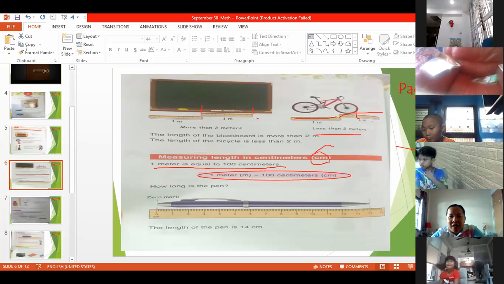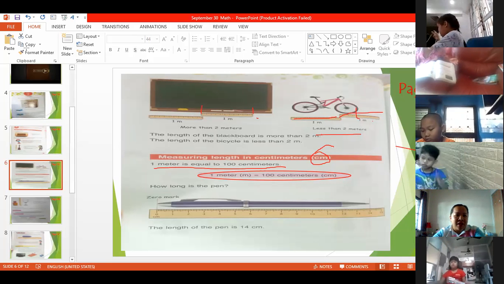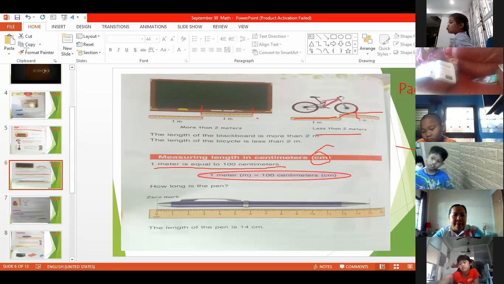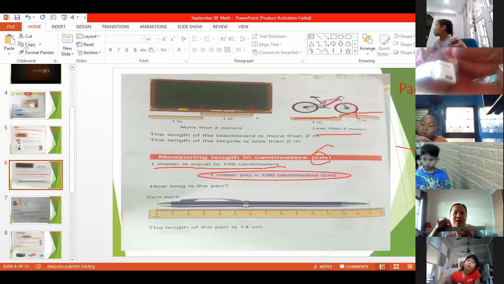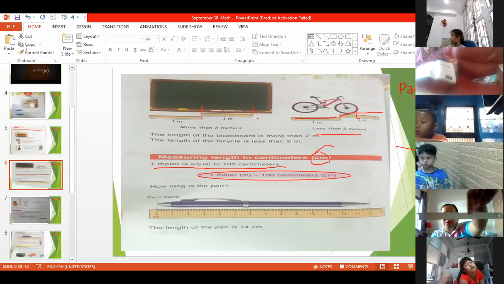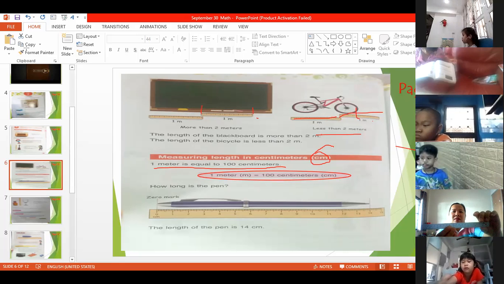How about the others? Can I see your rulers? Jiramet, do you have your ruler? You can use this one, the centimeter. I don't know about the other one also. Even my small ruler, the centimeter is above. The smaller one, it's there.